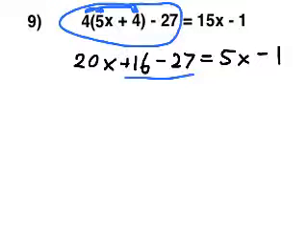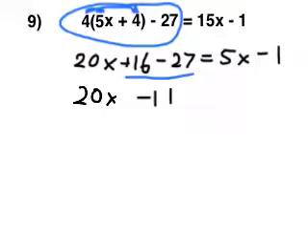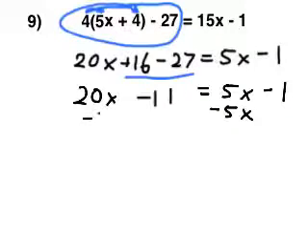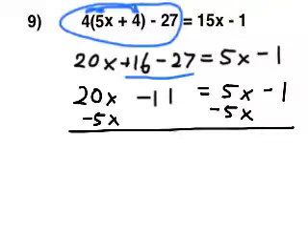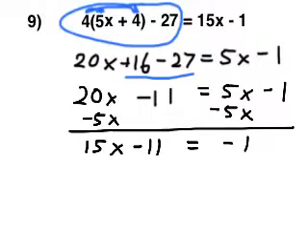So we can combine the 16 plus the negative 27. That gives us a negative 11, and our 20x. And that equals 5x minus 1. Okay, choose the left side for my x's this time. So I'm going to add a negative 5x. Negative 5x gives me 15x here, minus 11 equals a negative 1, because the negative 5x and the 5x eliminate each other.